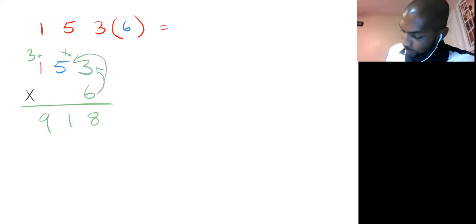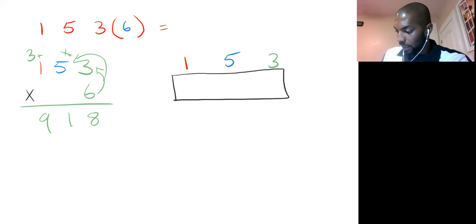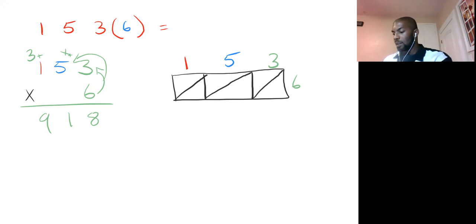Let's use lattice multiplication now. 1, 5, 3. So far, so good. I'm only going to draw a 1 by 3 box because there's only one number I'm multiplying by. I'm now going to draw my little cells. Each one has a cell, good. And my lattices to divide them. Okay. Not clean.